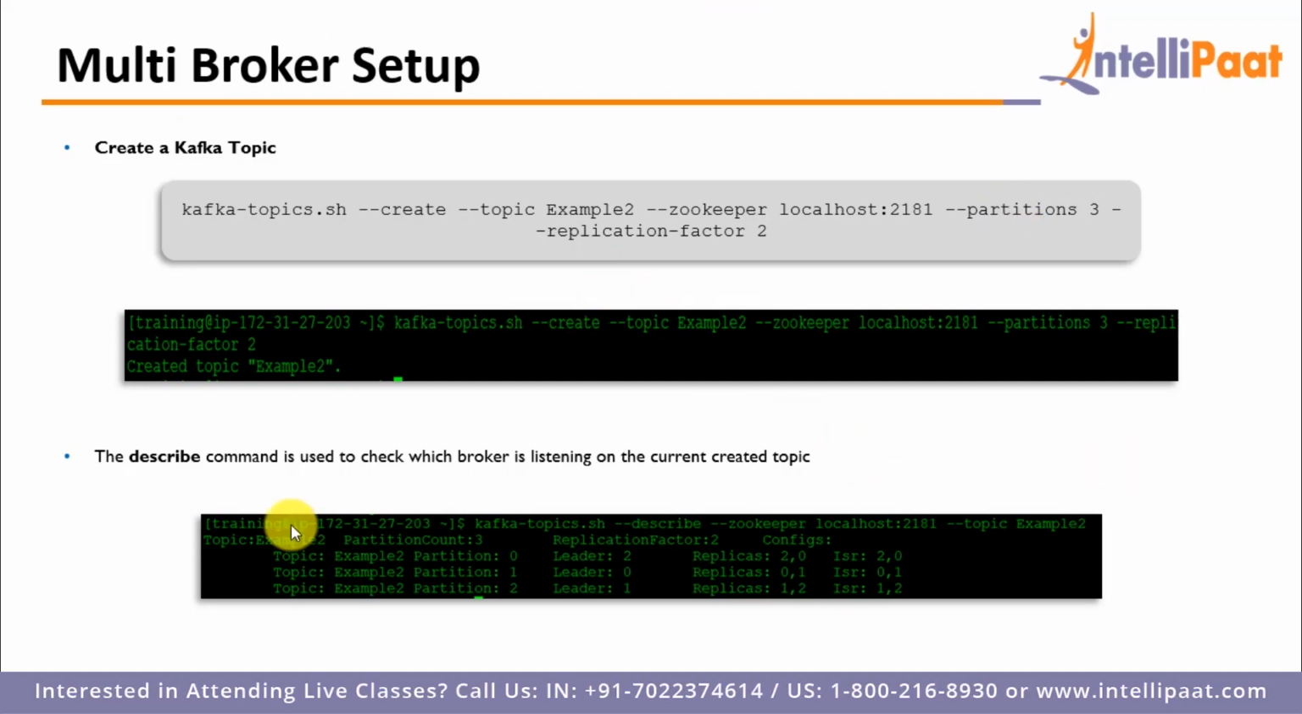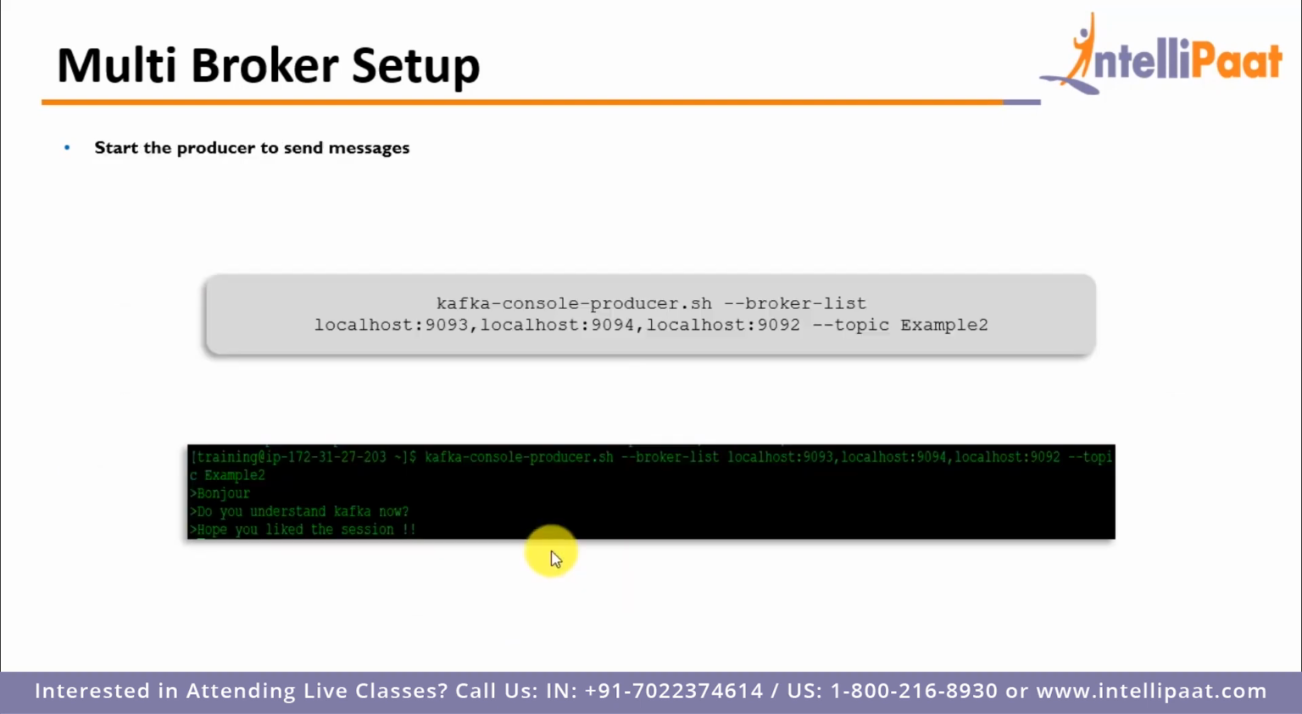Now to check which broker is listening on the currently created topic, we can just use the describe command. When we type in describe, we'll get an idea of which partition is listening to which topic. So now that we have created the Kafka topic, we have to do the same procedure. We'll have to start off the producer.